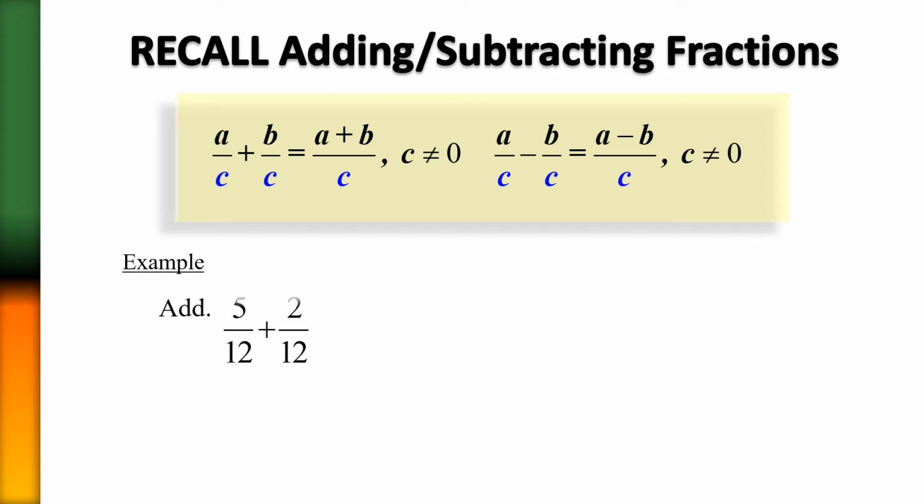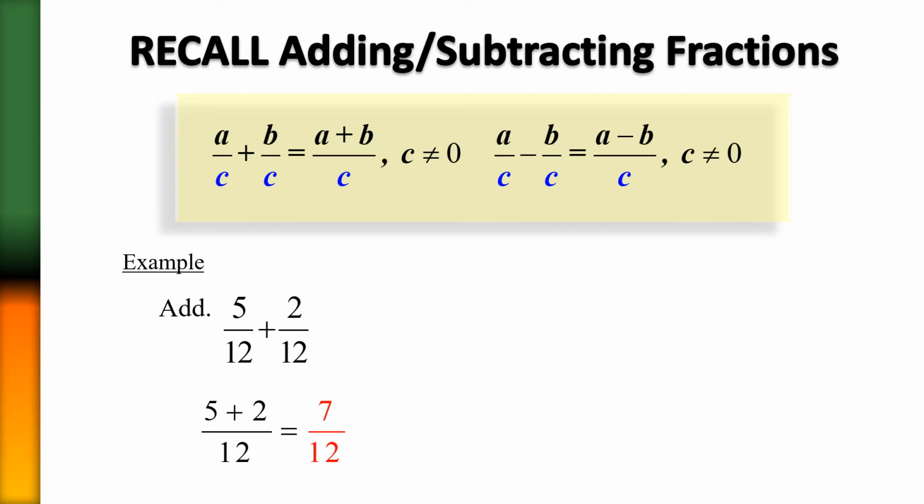So for example, if you were adding the fractions 5/12 plus 2/12, all you had to do was simply add the top, 5 plus 2, which gave you 7, keep the denominator of 12, and so your answer was 7/12. And in this case, you were done because 7/12 cannot be simplified any further.